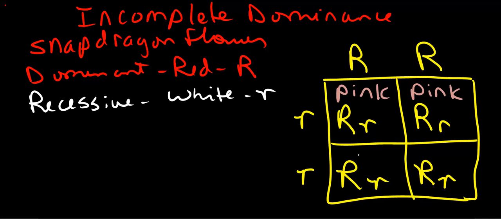Red is not totally dominant. So, incomplete dominance: the dominant isn't completely dominant, and so it's an actual mixture of the two.